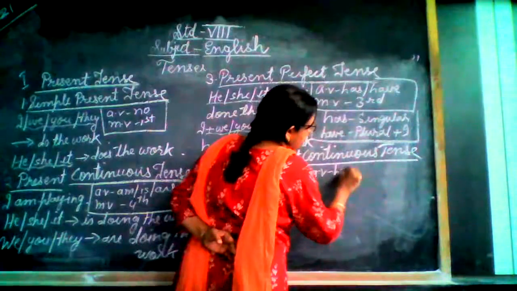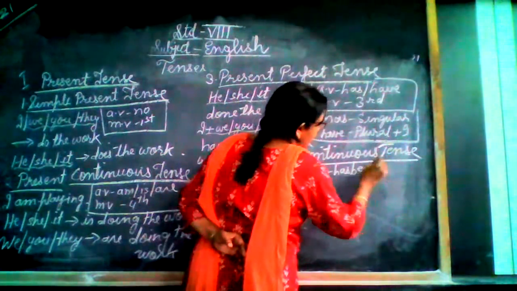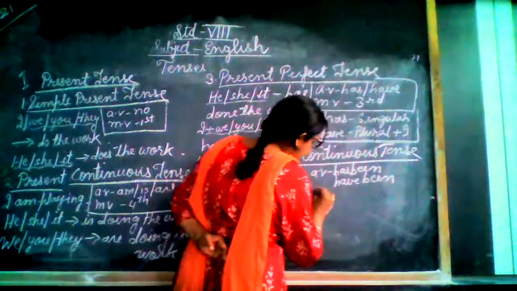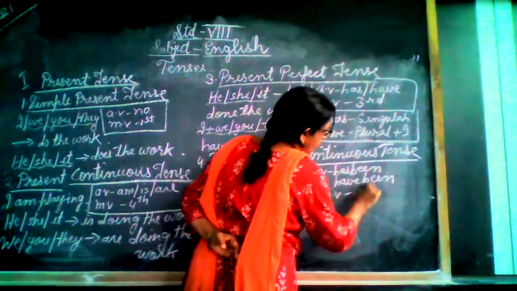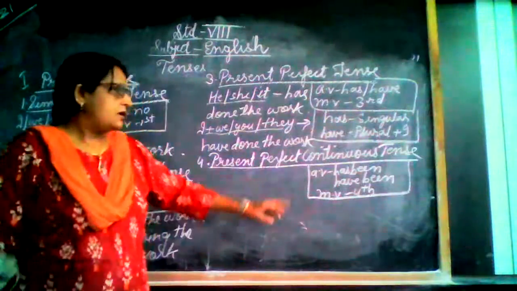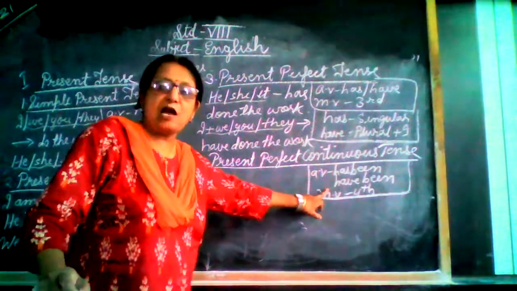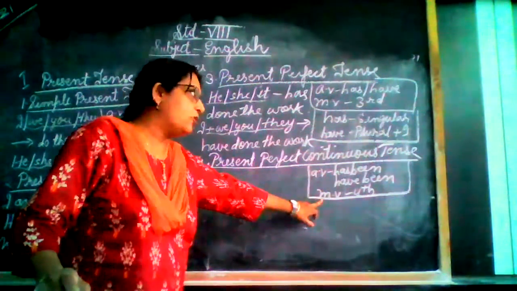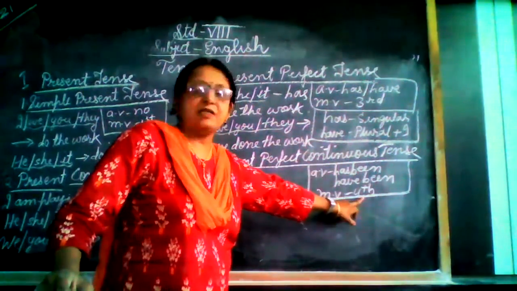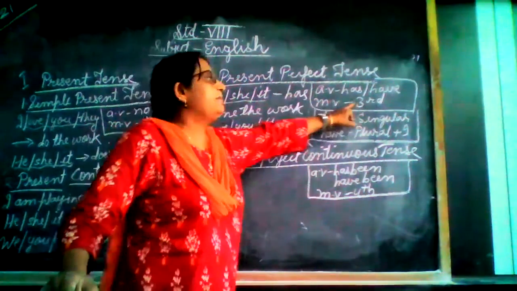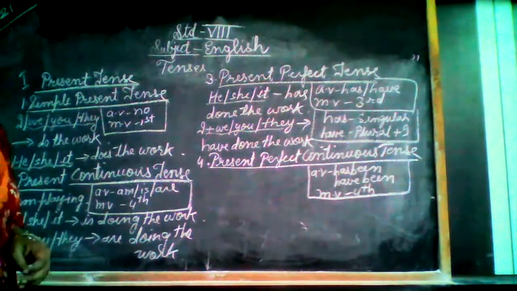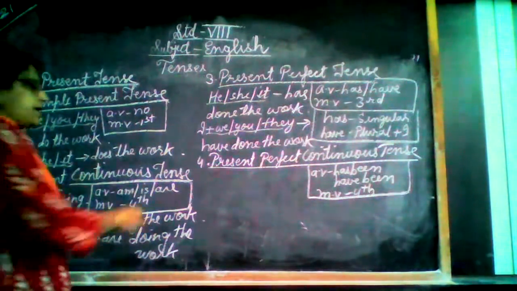What are the auxiliary verbs? Has been and have been, depending upon the subjects. And the main verb, as it is continuous, will be in the fourth form. So here two auxiliary verbs again, has been, have been, and main verb in the fourth form. Perfect continuous, so the word continuous is there, so the main verb will be in the fourth form. Only perfect, if you find it, the main verb will be in the third form.